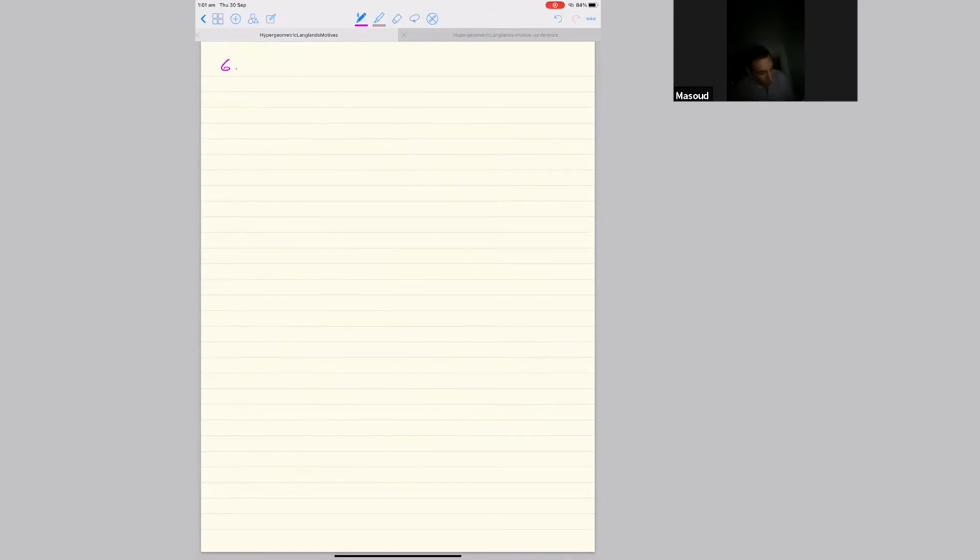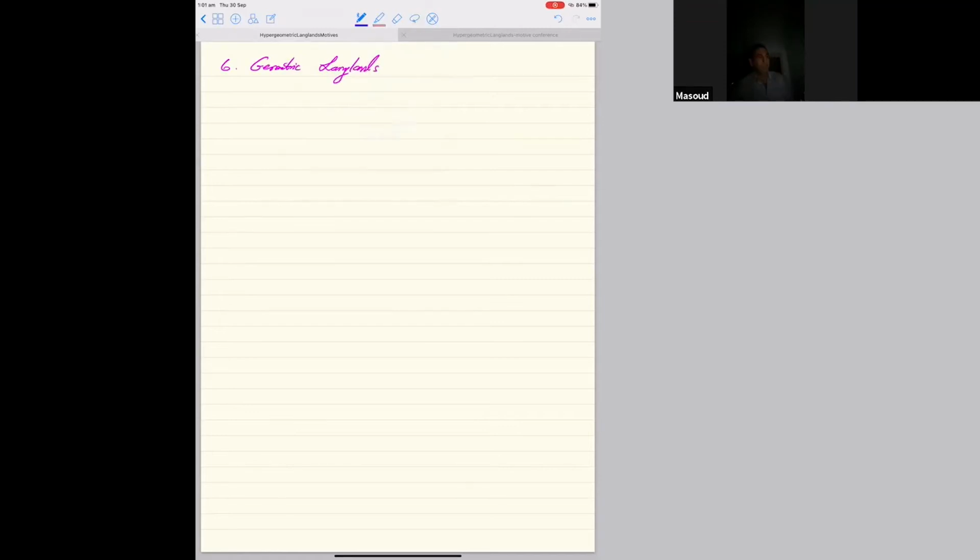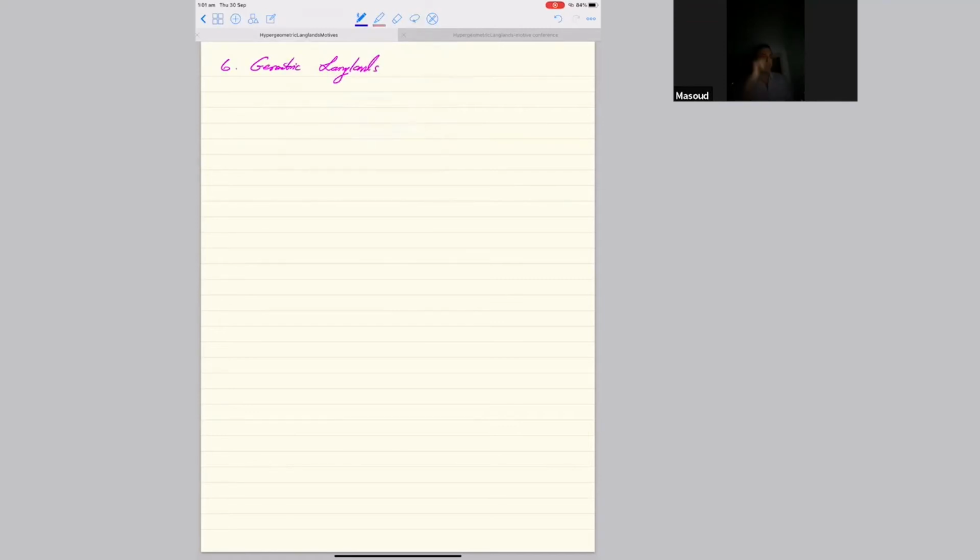All right, so now I'm going to switch gears and talk about geometric Langlands. So what does geometric Langlands want? The basic objects of study here are a curve, a reductive group, and its Langlands dual group.